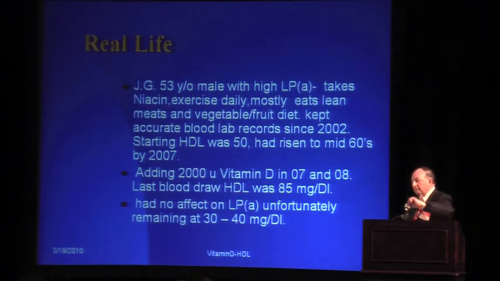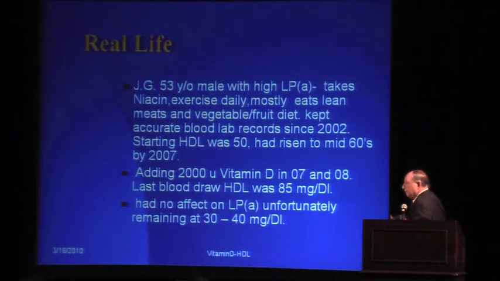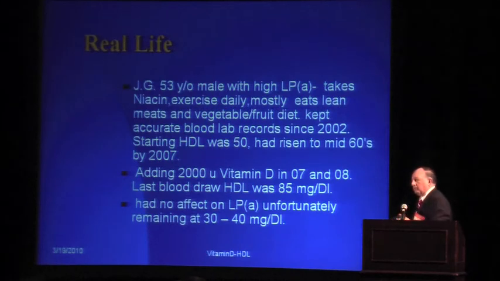Now, a real-life story that has occurred is as follows. JG was a 53-year-old male who had high Lp(a). Lp(a) is an atherogenic form of LDL cholesterol that is very specific and very atherogenic, especially in young people. He took niacin daily, he exercised daily, mostly ate lean meats and vegetables and a fruit diet. He kept accurate blood levels from 2002. Starting with an HDL of 50, it rose to the mid-60s by 2007.